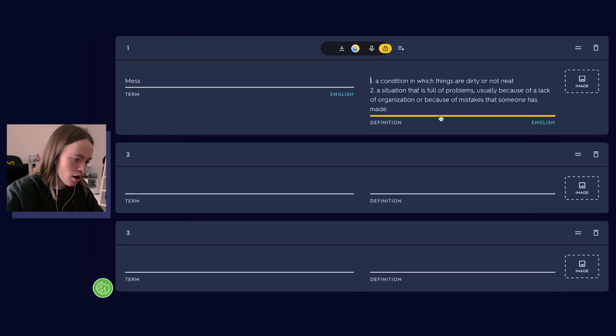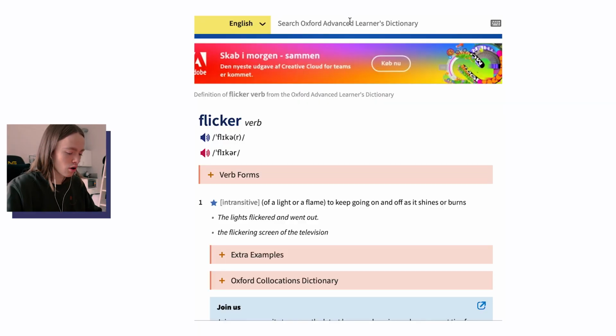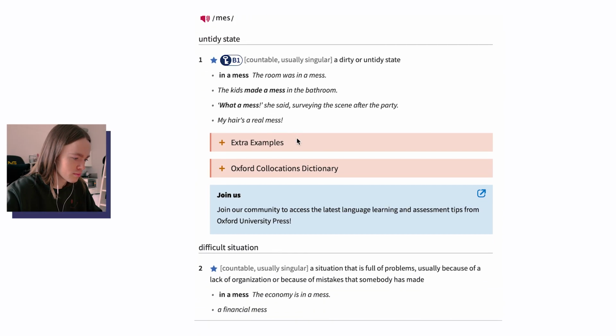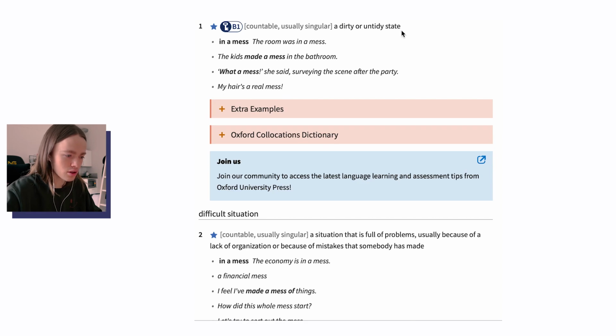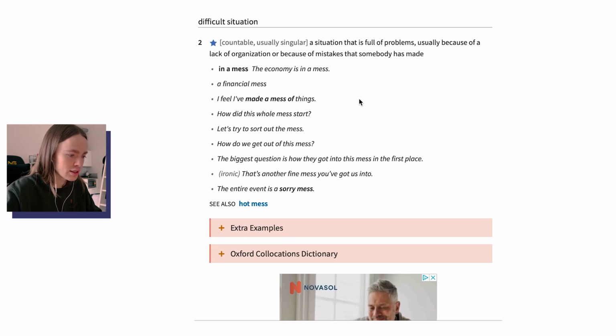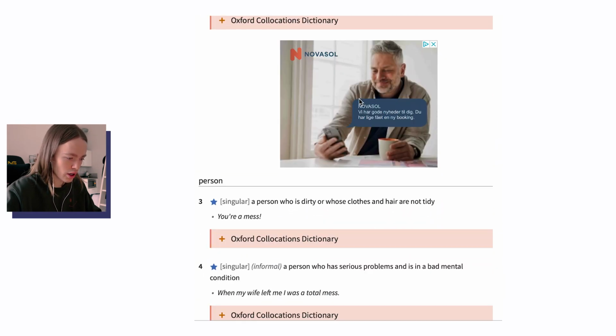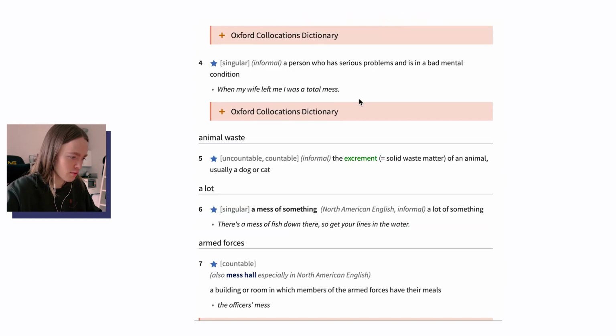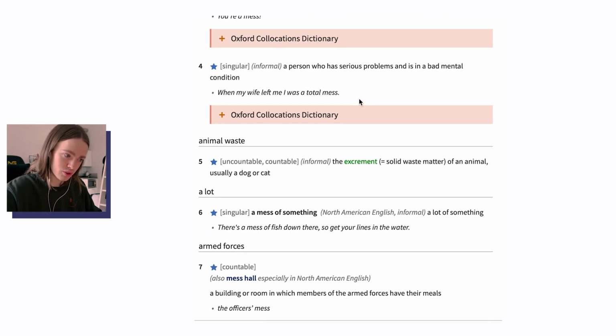Okay, let's click. It's a condition in which things are dirty or not neat, and a situation that is full of problems, usually because of lack of organization or because of mistakes that someone has made. Let's check it also on Oxford Dictionary. So mess. Okay, yeah, it's a dirty or untidy state, a situation that's full of problems. Right. Okay, we have seven meanings of this word. Should we take all of them?